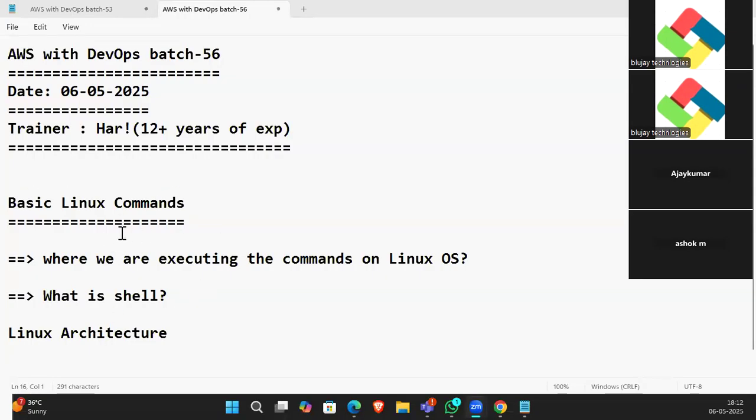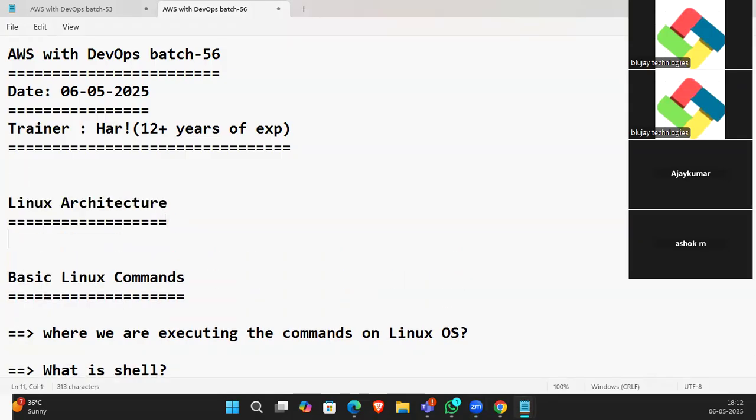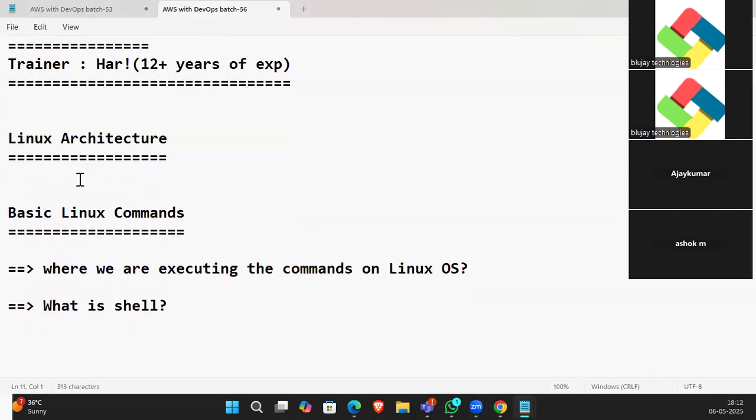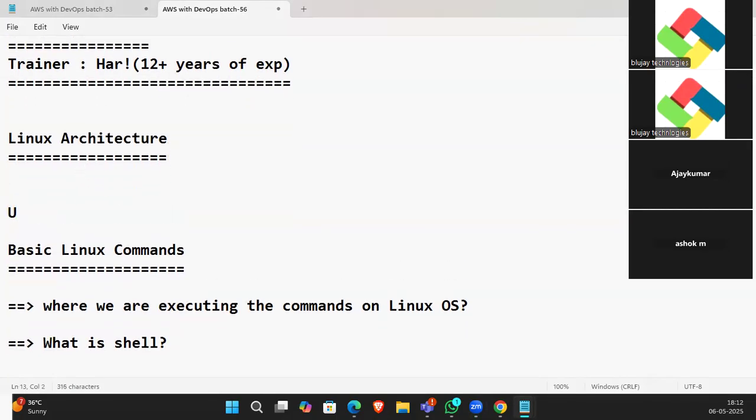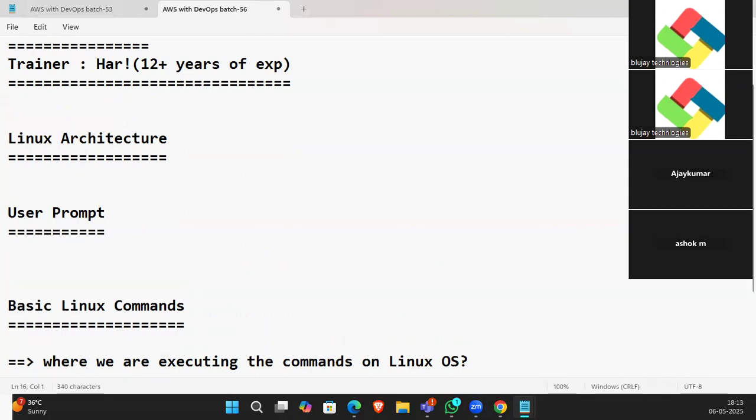Yeah. So today we will discuss the basic Linux commands, guys. So we'll discuss the Linux architecture, and then we'll discuss the basic Linux commands. Then user prompt also. So we'll discuss the user prompt also. Okay. So Linux architecture. So what is the Linux architecture, guys?